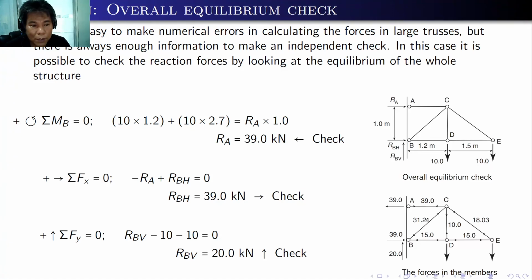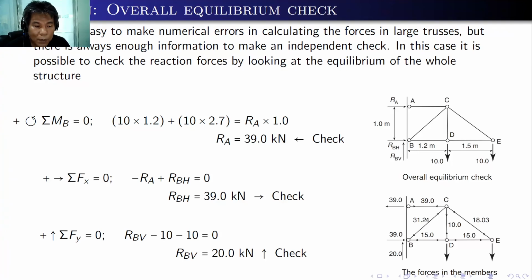If we sum up forces horizontal now, summation forces X is equal to 0, then we have minus RA, because we are assuming that this is going to the right, plus RBH is equal to 0. Or since we have computed, we have known that RA is going to the left, so we have minus RA plus RBH, which is equal to 0, where RBH is also equal to 39.0.